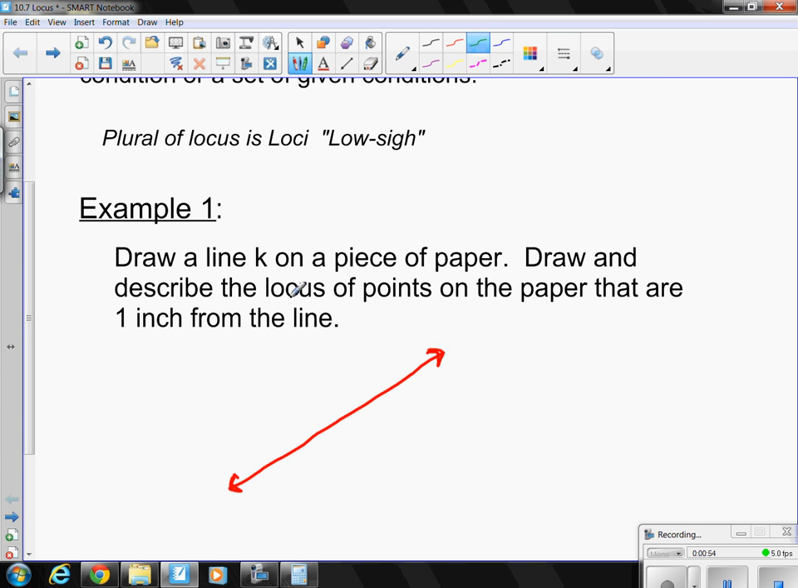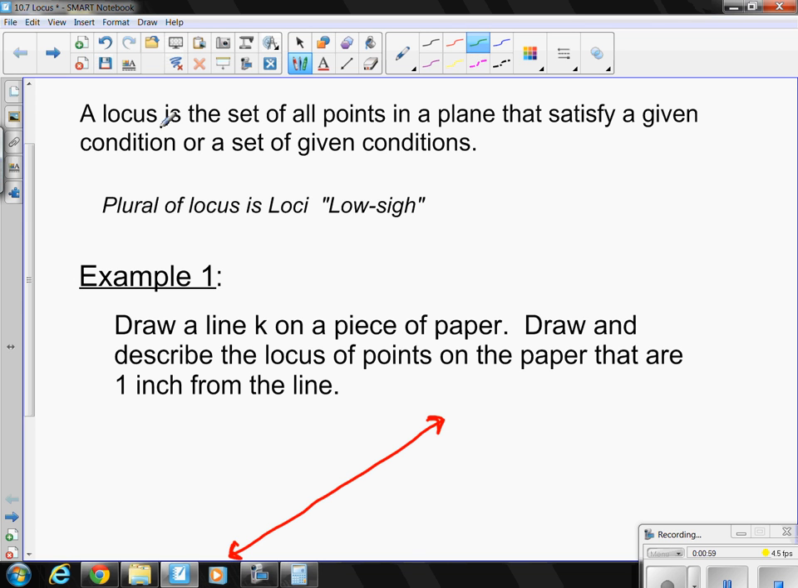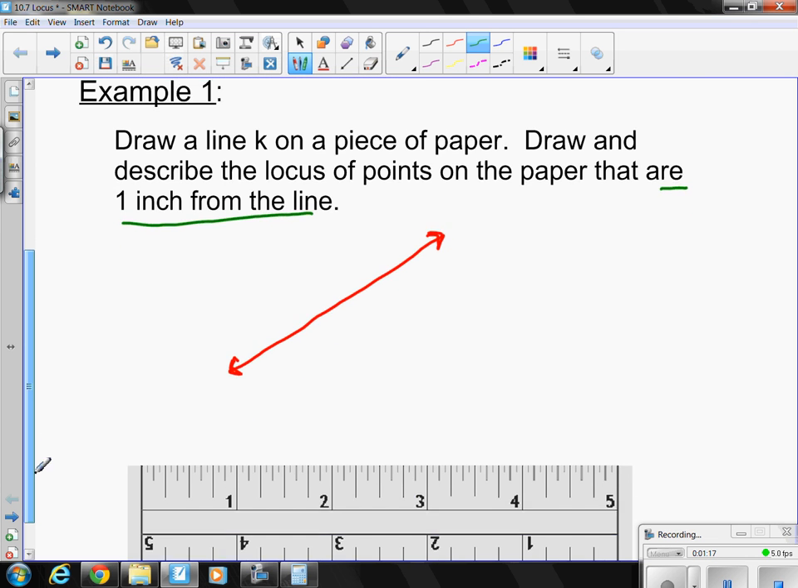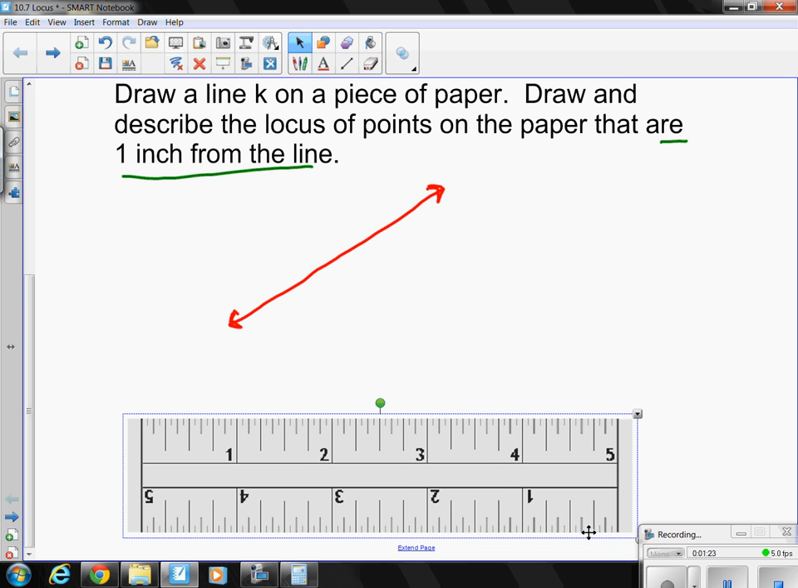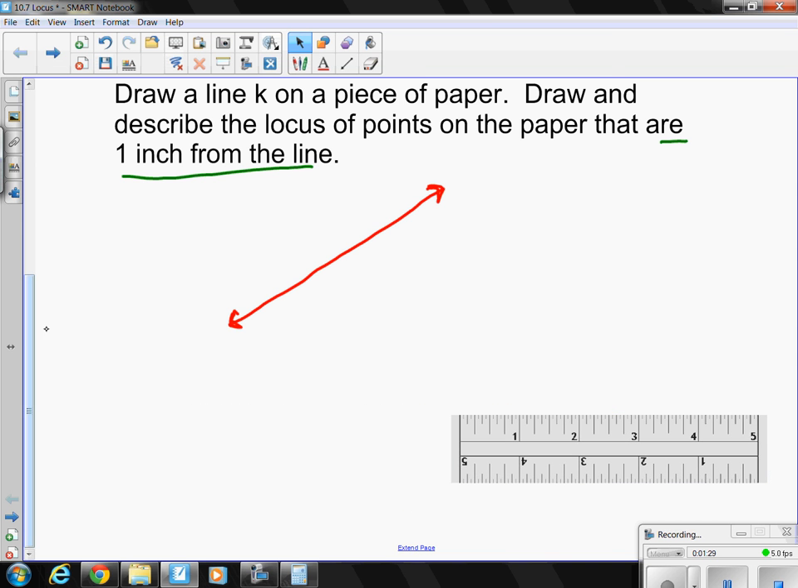The next thing it says is draw and describe the locus. The locus is the set of all the points that satisfy a given condition. So what are the points that satisfy the condition that the points are 1 inch from this line? So I put a ruler on here. I'm actually going to make it smaller. Just wanted it for my scale to show you what an inch is. So I want to describe all the points that are 1 inch from this line. That's an inch. This is approximately an inch.